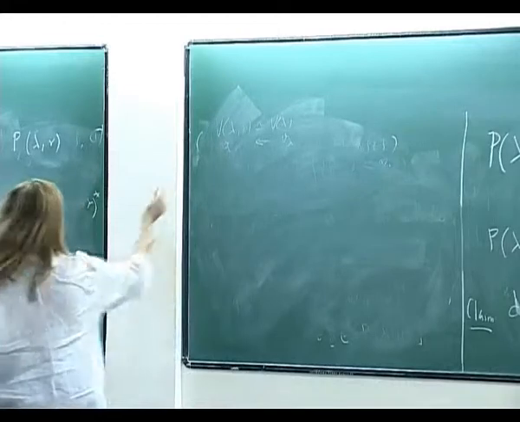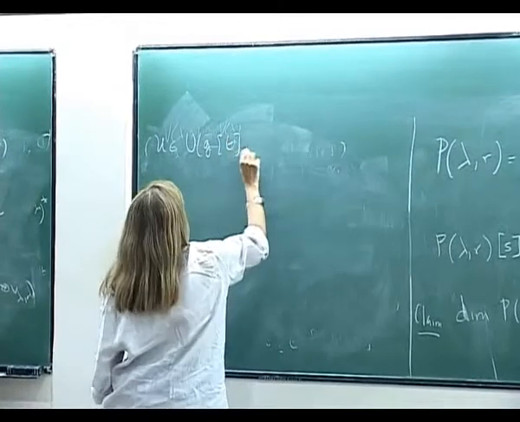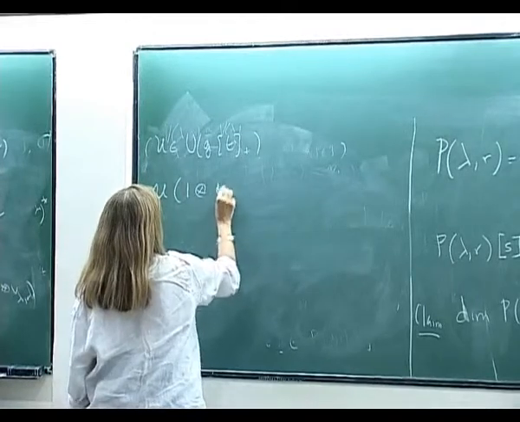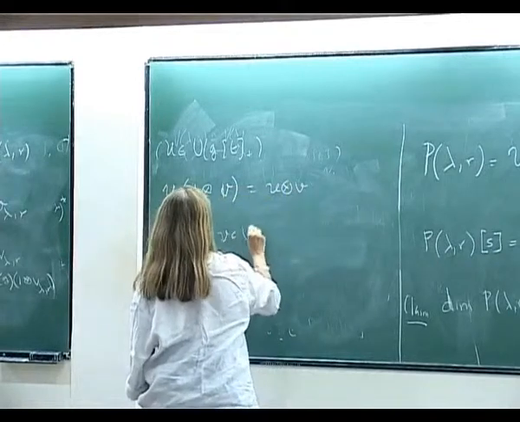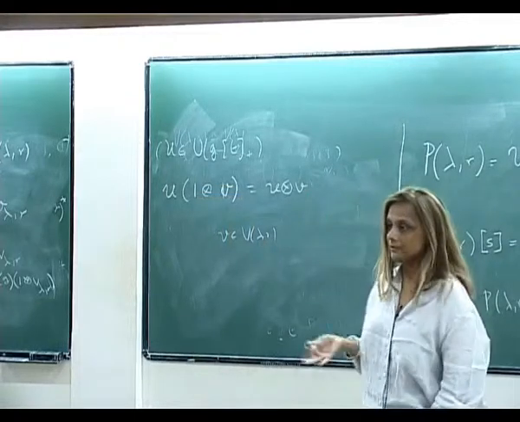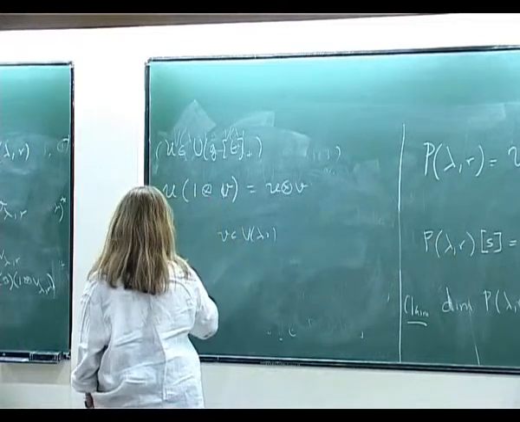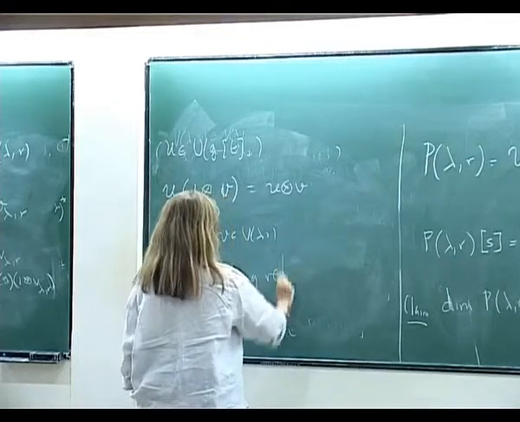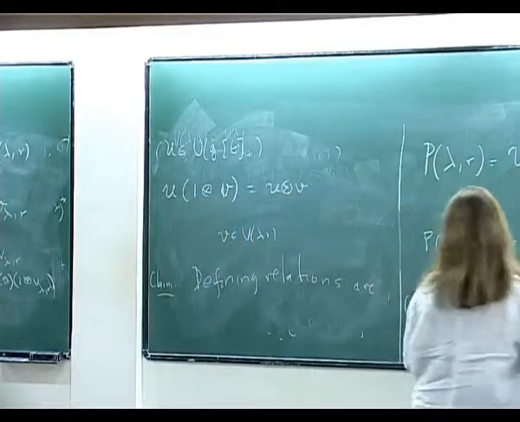Okay, so I've got 1 tensor V lambda r, and then now I take u to be in U of g t plus, and I get everything. Right? And I apply it to u, 1 tensor any element v, and that's equal to u tensor v. V is arbitrary. Okay. So P lambda r is cyclically generated by the element 1 tensor V lambda r. And the defining relations, so claim, the defining relations are the obvious ones.